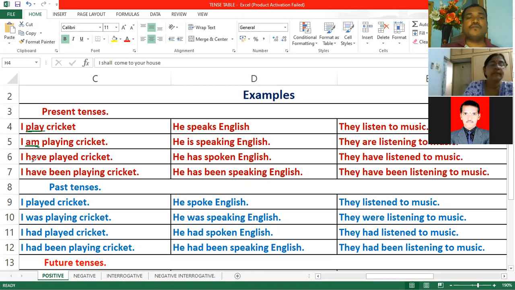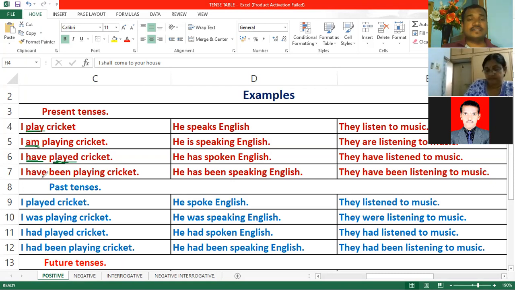Now, present perfect. I have played cricket. It is first person singular, that's why we are using have. I have played. It is V3. I have played, V3 form.